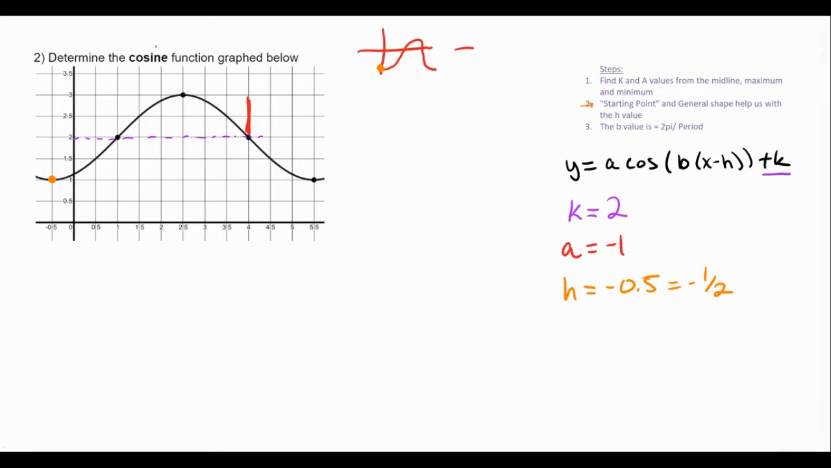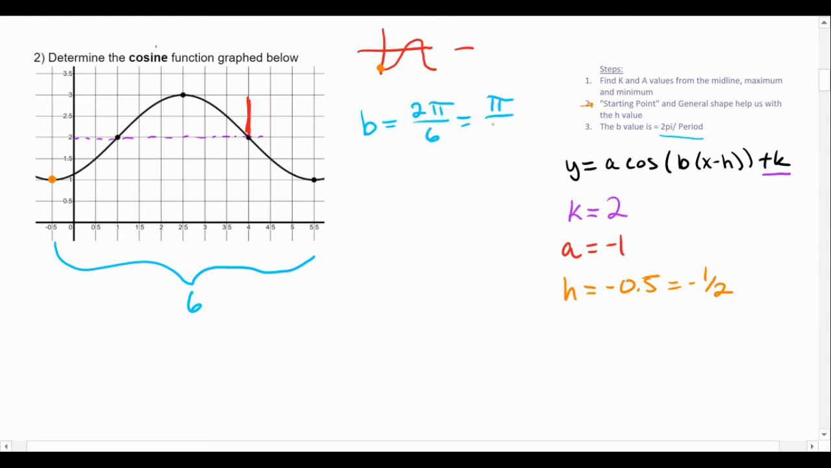Last thing is we got to do the b value. The b value is always 2 pi over the period. And remember, the period is the distance between these exact same points, or where our graph repeats itself. So in this case here, it looks like our period is equal to 6. So my b value is just equal to 2 pi over 6, which simplifies to pi over 3.